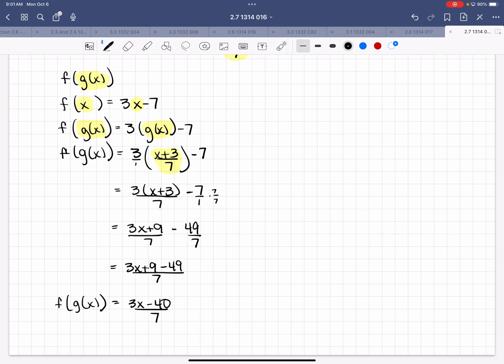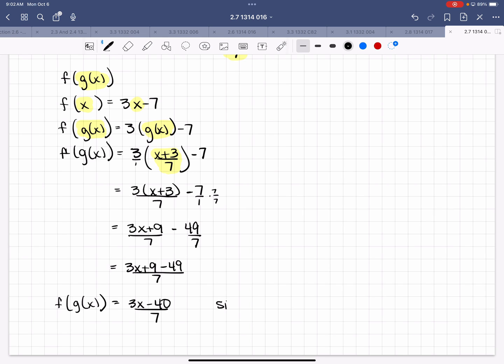Well, what did I need it to equal? I needed it to equal x for them to be inverses. Well, since it doesn't, I can stop right here, okay? They're not going to be inverses. I mean, even if you go over and do g of f of x and it equals x, they're still not going to be inverses. That's the stipulation. Both of them have to equal x, okay?